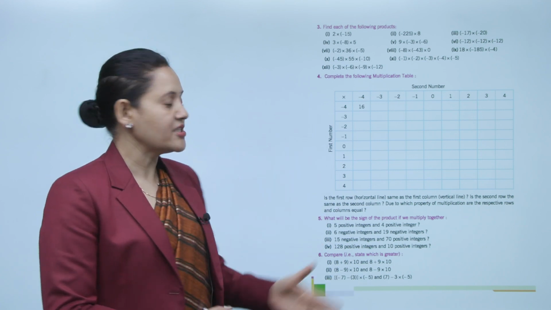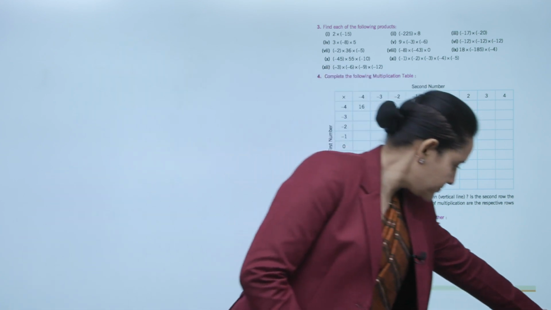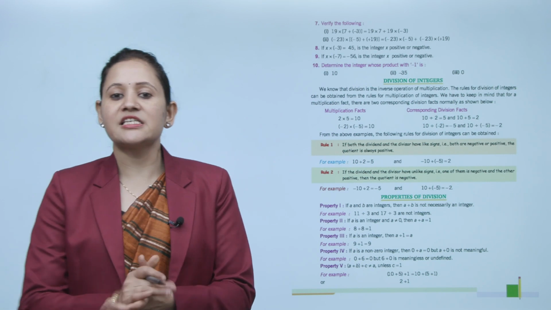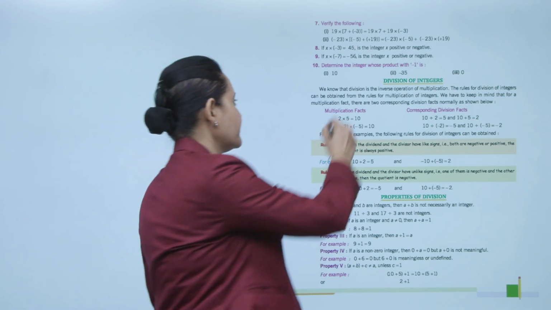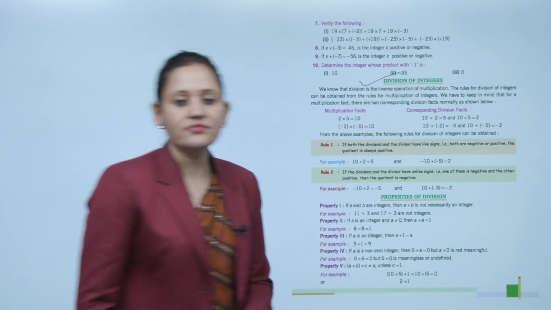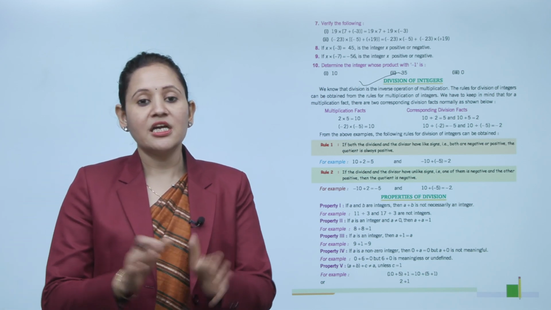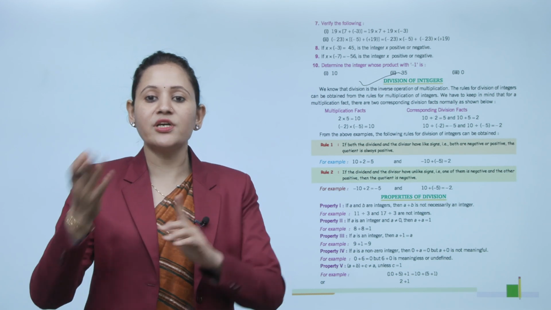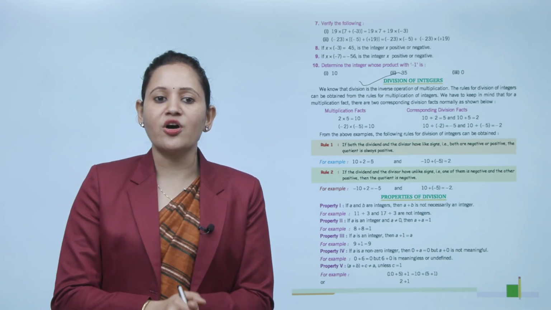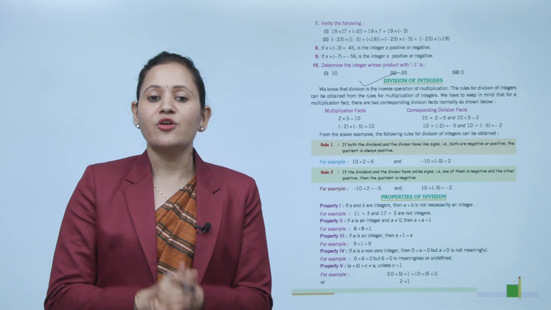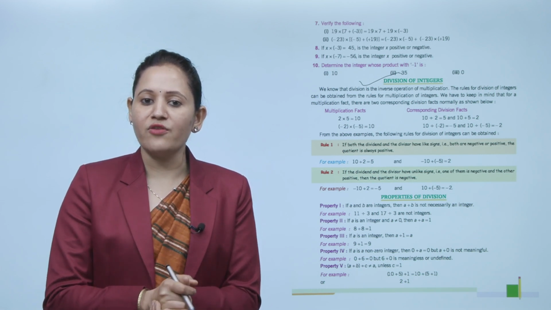So you have to practice all these questions here. Next is division of integers. We know that division of integers is the inverse operation of multiplication, the opposite of it. The rules for the division of integers can be obtained from the rules for multiplication of integers.